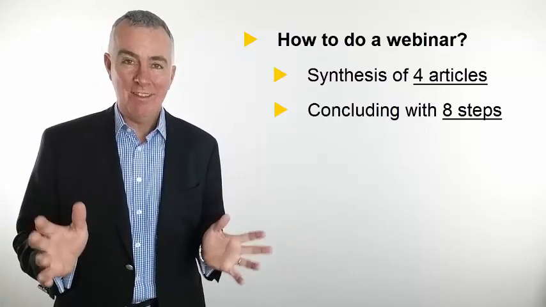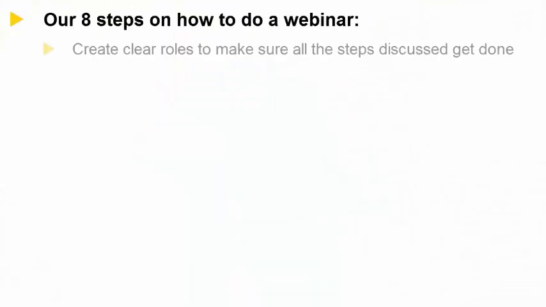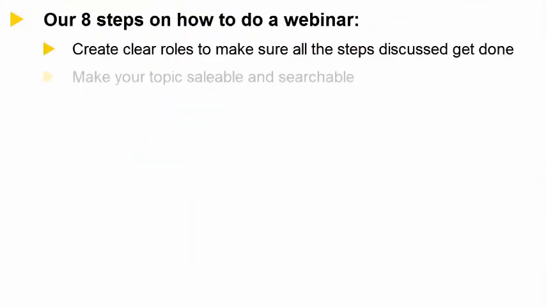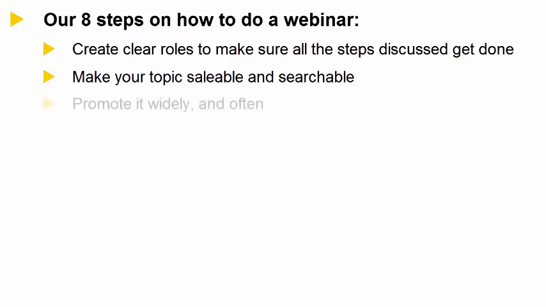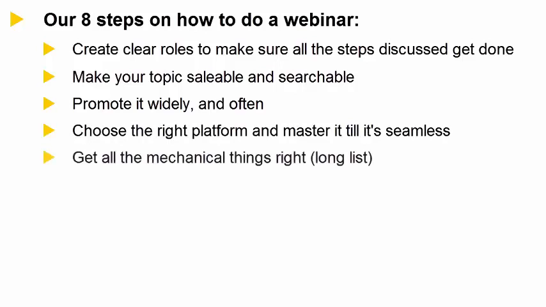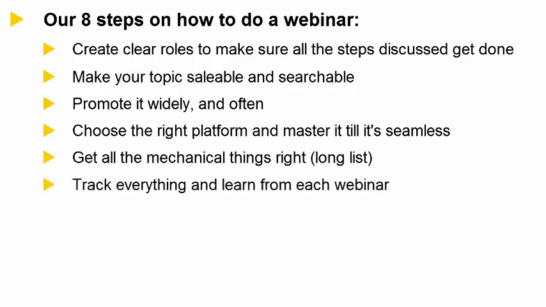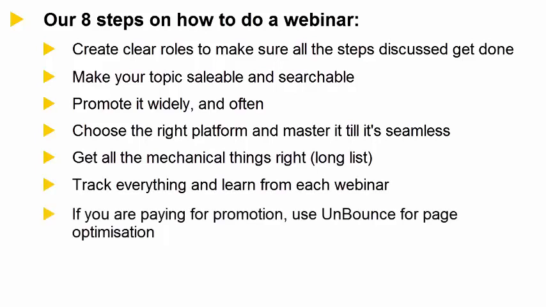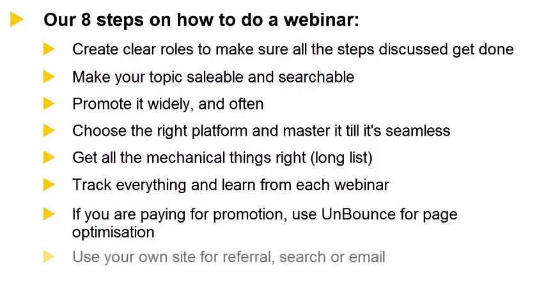Let me start with the 8 steps that I think you need. Create clear roles so that everything gets done. Make your topic saleable and searchable. Promote it widely. Choose the right platform and absolutely nail it so that the technology doesn't become too visible. Get all the mechanical things right, kind of the same point I guess. Track everything so that you learn. If you're paying for promotion, use UnBounce and optimize your pages really well. Otherwise, send all of the traffic for registration to your own site.